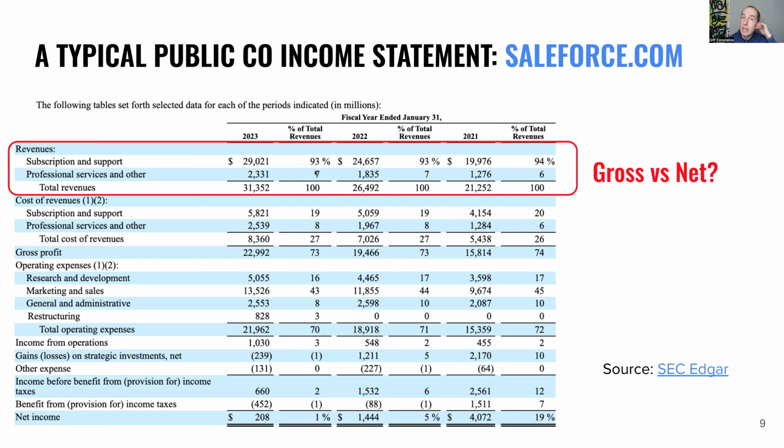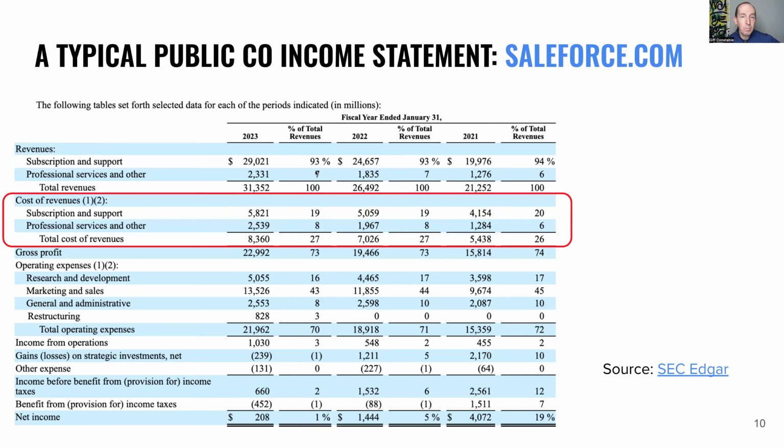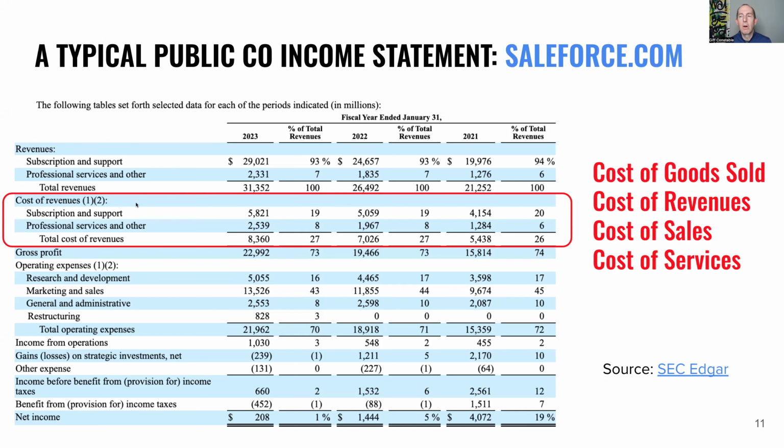Let's get into the expenses side of things now. So you have this section that Salesforce.com has called cost of revenues. And this actually comes also in a few different names. It could be called cost of goods sold, COGS. You might have heard that acronym used, COGS.